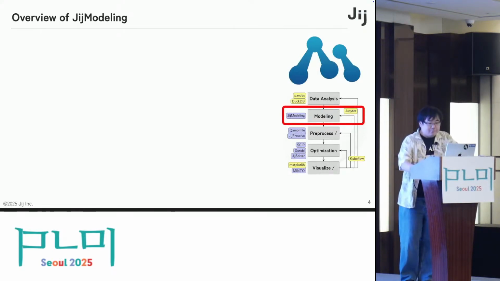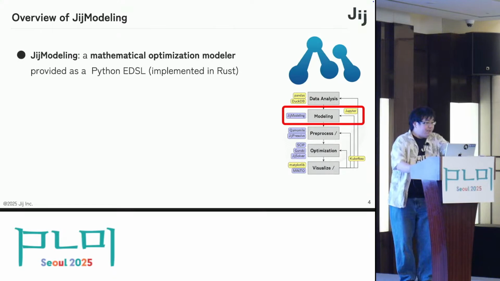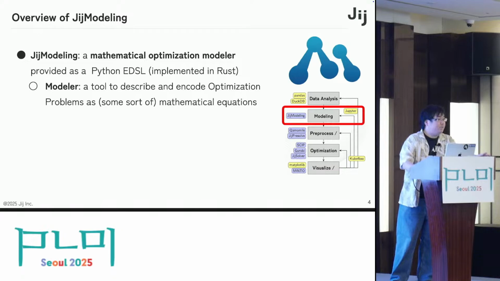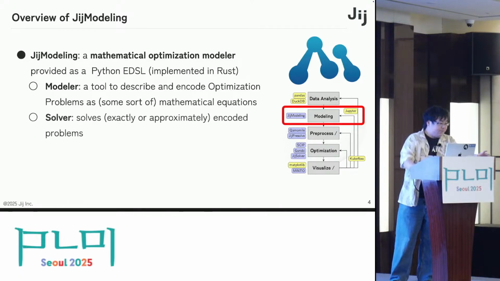JijModeling is a mathematical optimization modeler provided as a Python EDSL implemented in Rust. For those who are not familiar with mathematical optimization, a modeler is a tool to describe and encode optimization problems as some sort of mathematical models. And the solver solves the encoded problems exactly or approximately. This is used in production at our company on a daily basis.